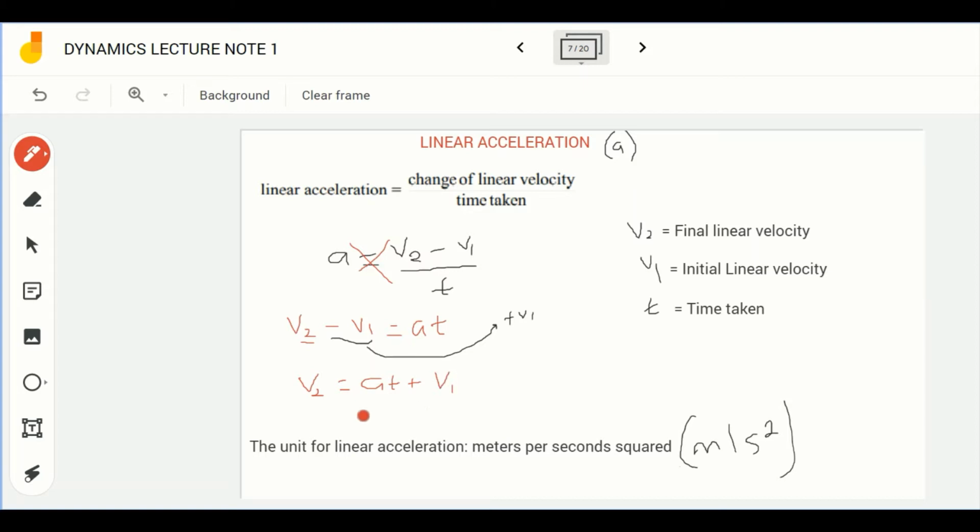I can also write it as V2 equal to V1 plus AT. Here is our equation. So V2 is your final linear speed, V1 is your initial linear speed, A is your linear acceleration, and T is your time. So this is the formula for linear acceleration.